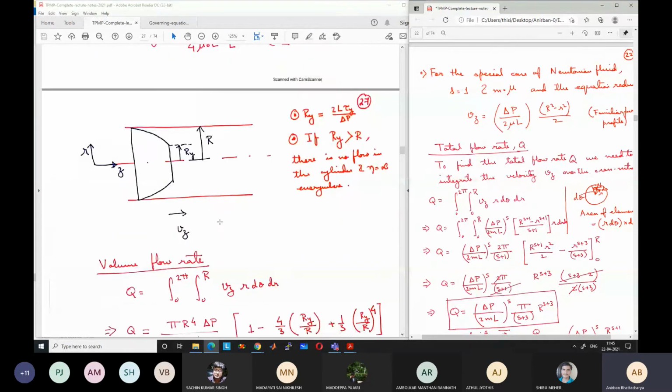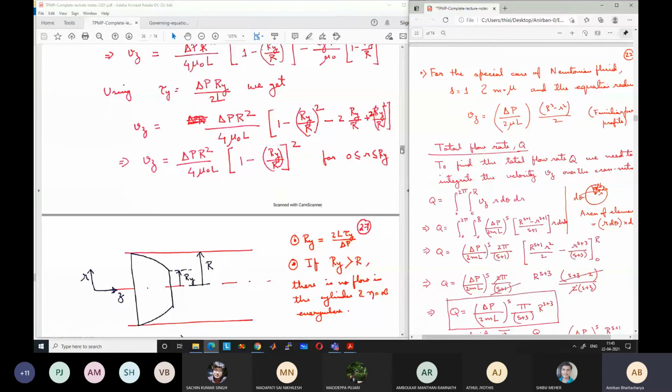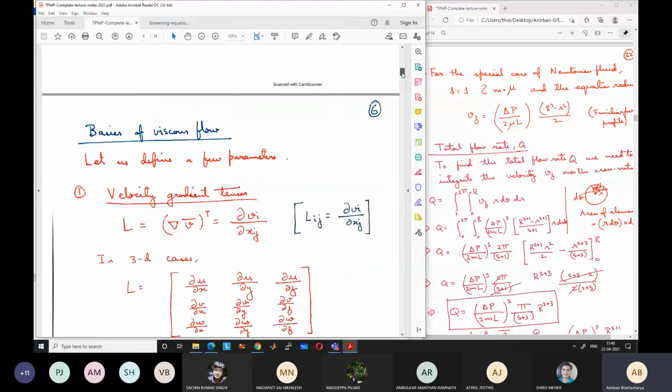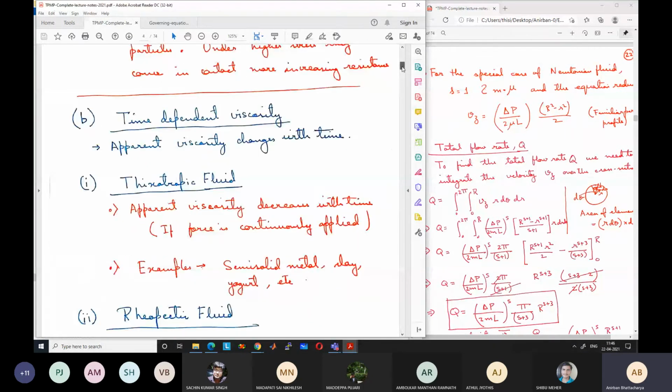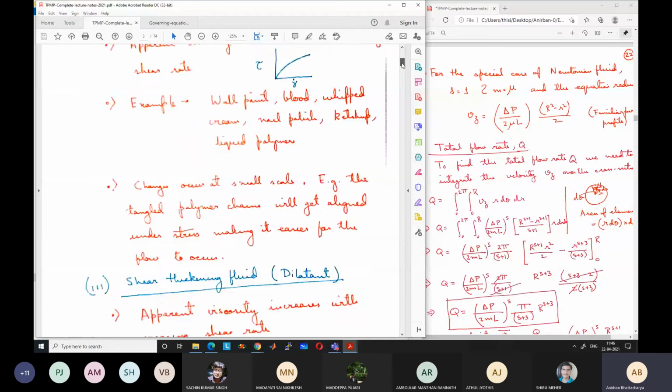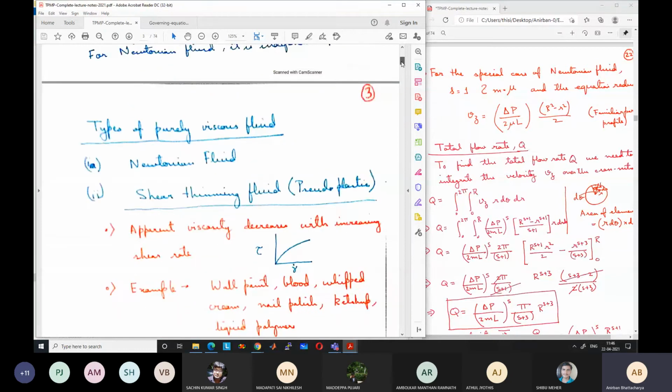So up to this point we have discussed different types of flow for the power law fluid and Bingham plastics. We have not yet finished non-Newtonian fluids. We will continue, but we will study a different type of non-Newtonian fluid. What we have studied till now are purely viscous fluids, where there is no dependence on time. We have studied the Bingham plastic, shear thinning, shear thickening, and Newtonian fluid.